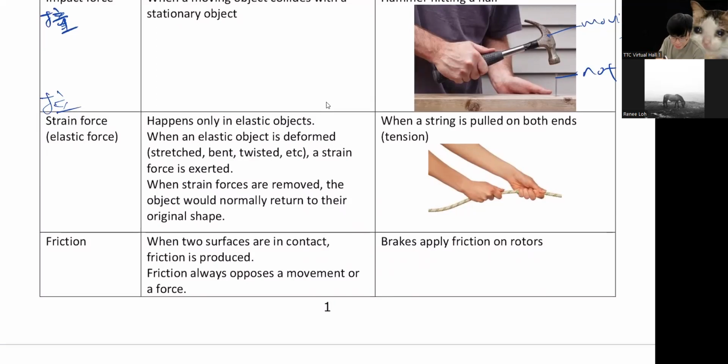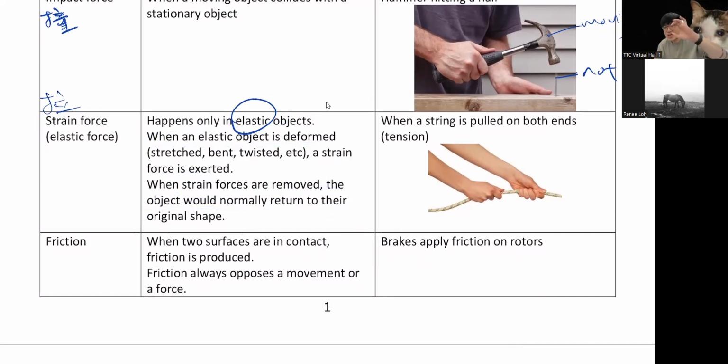All right, so happens only in elastic object. What is elastic? Elastic, okay, when an elastic object is deformed, a strain force is exerted. When strain forces are removed, 拉力拿掉 the object would return to their original shape. Okay, elastic 就是弹性。你应该知道什么是弹性咯？弹性 means 它会 return to original shape, like your rubber band.